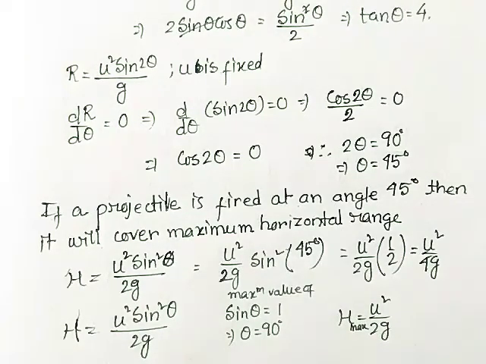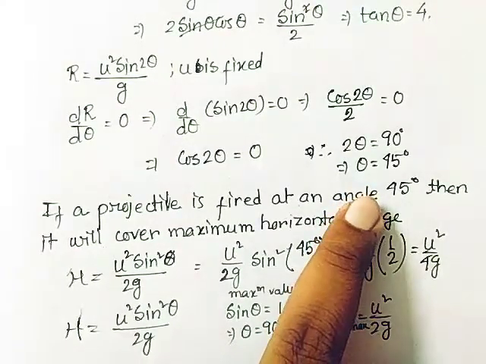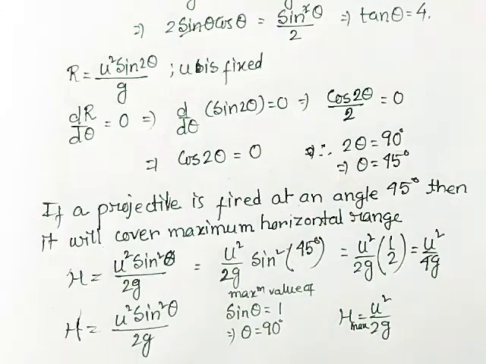So from here we get several points. When theta equals 45 degree, at that particular angle of projection, we get the range maximum, but the height is u square by 4g. And obviously if I analyze this value, it is half of the maximum value. This is the expression of range.